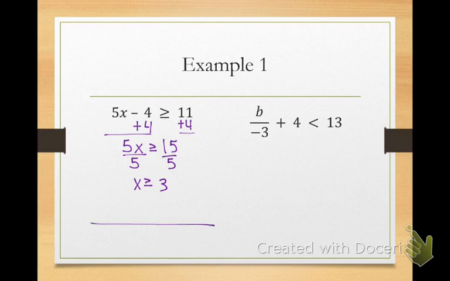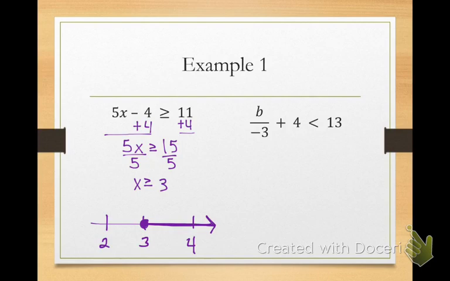When I graph my answer on a number line, I'm showing basically the cutoff point. Can my answer be 3? Yes, because it's equal to. That's why I have a closed dot on 3, and my arrow is going to the right, showing that all the numbers greater than or equal to 3 would make it true.